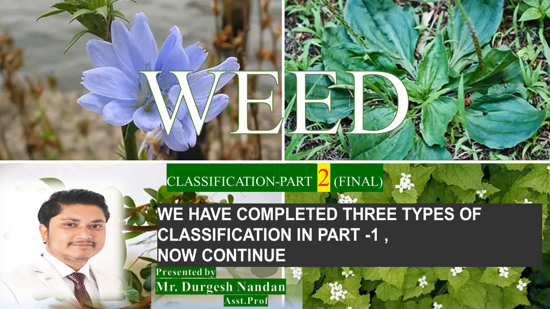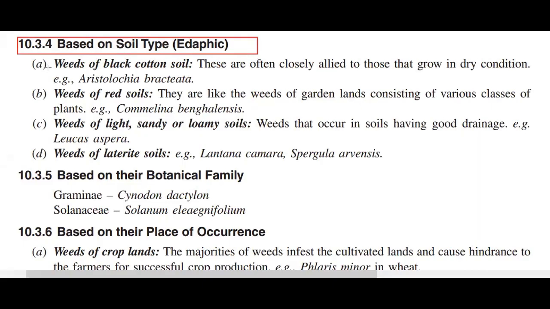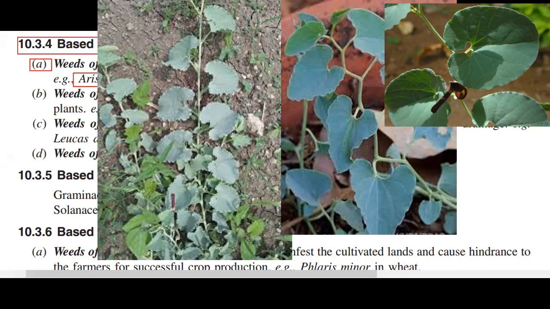Now the fourth classification is based on soil type, edaphic. Based on soil type, the first is weeds of black cotton soil. These are often closely allied to those that grow in dry conditions. An example is Aristolochia bracteata.